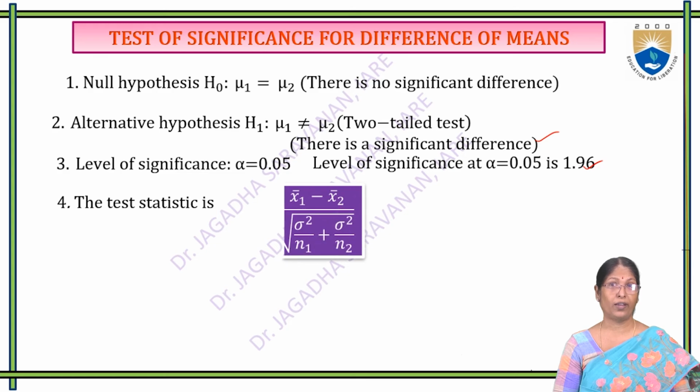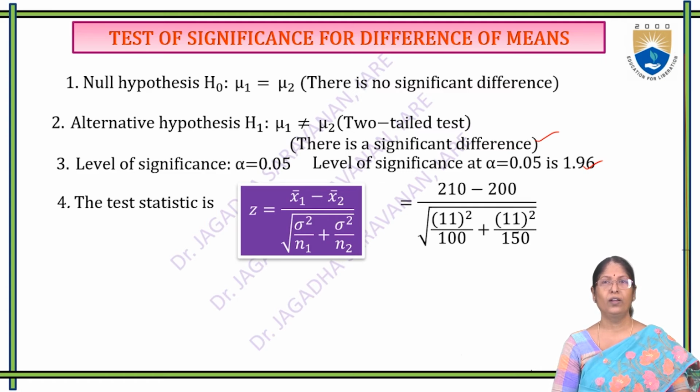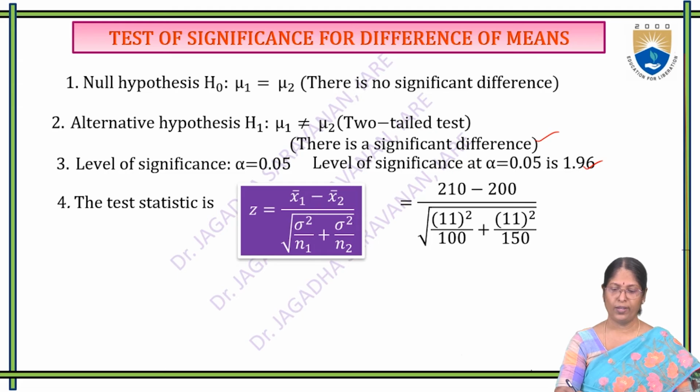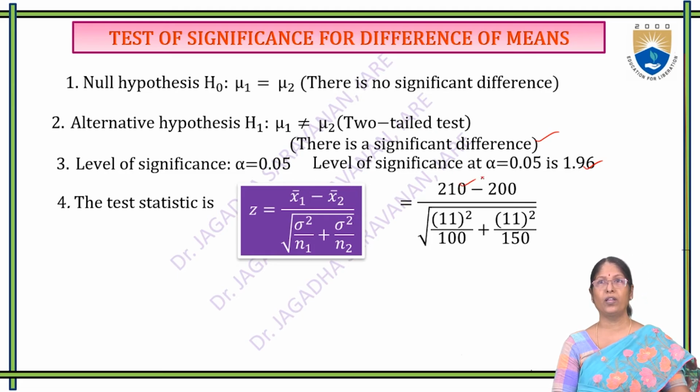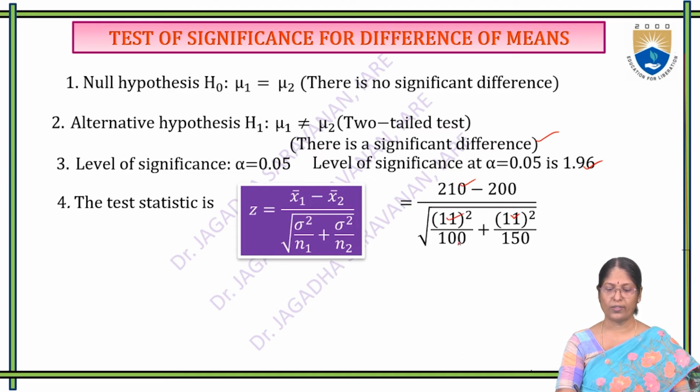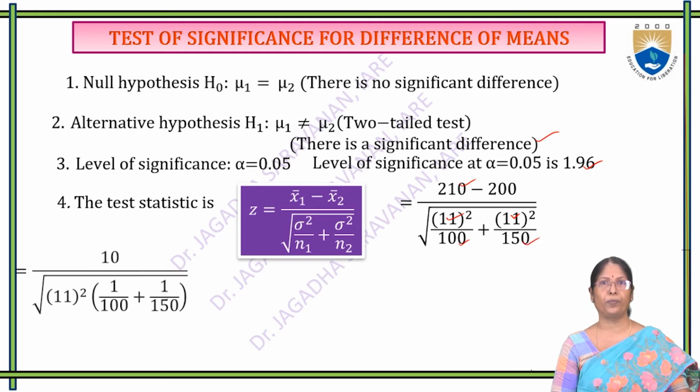So the test statistic is z equal to x1 bar minus x2 bar divided by the square root of, usually, sigma 1 square by n1 plus sigma 2 square by n2. But sigma 1 square and sigma 2 square are replaced by sigma square, because in this problem district A and district B both come from the entire state. So we replace the values: 210 in place of x1 bar, 200 in place of x2 bar, sigma as 11, n1 as 100 and n2 as 150.